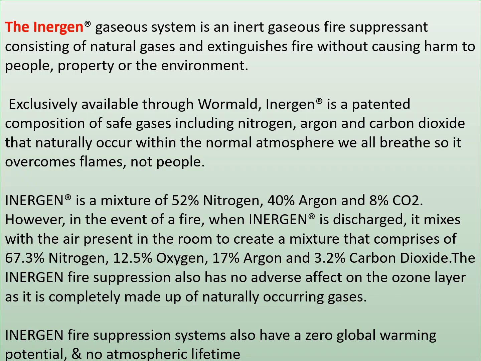However, in the event of a fire, when Inergen is discharged, it mixes with the air present in the room to create a mixture that comprises 67% of nitrogen, 12.5% oxygen, 17% argon, and 32% of carbon dioxide. The Inergen fire suppression also has no adverse effect on the ozone layer and, as it is completely made up of naturally occurring gases, Inergen fire suppression system also has a zero global warming potential.